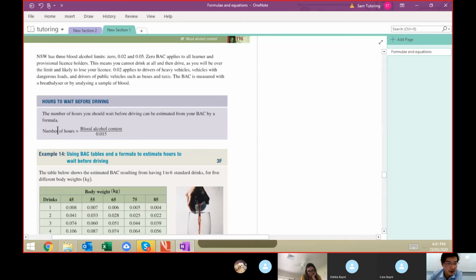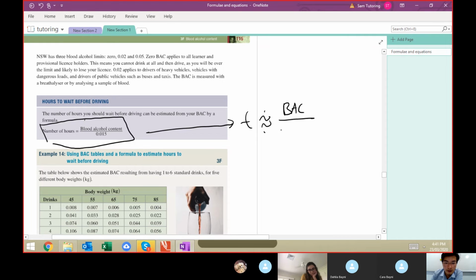Oh, there's another equation. There's this one here. It's not really an equation, but it's kind of like an estimation. Have you guys seen this before? Time is approximately BAC over 0.015. It tells you how long you have to wait until your alcohol content is depleted out of your system, and it's time. So that's how long you have to wait, essentially. These type of questions, okay?